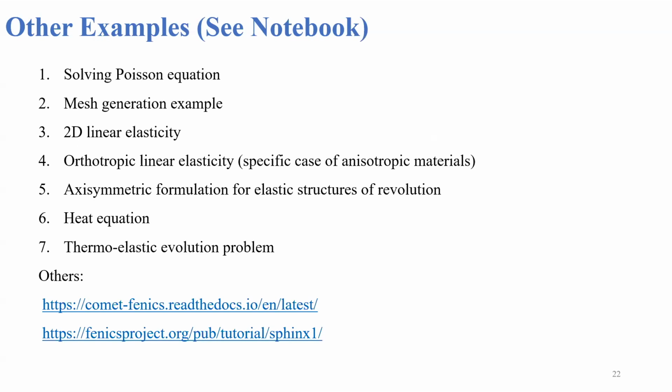Although we talked briefly about solving the Poisson equation, in the notebook that I'll provide, I've given several examples of how to generate different types of meshes, how to solve 2D linear elasticity problems, orthotropic linear elasticity problems, axisymmetric formulation of elastic structures of revolution, heat equation for thermal properties, and thermoelastic evolution problems. Luckily, FEniCS provides several other examples, and I'm sure other software also provides several other examples, but the basic idea is going to be the same.